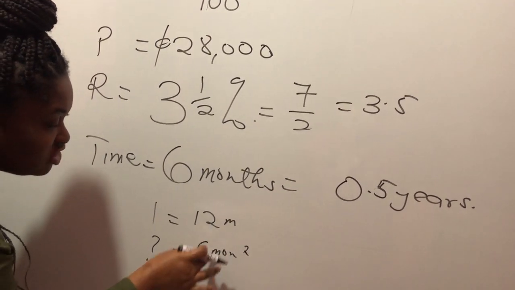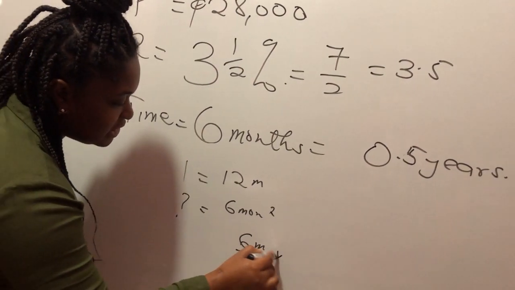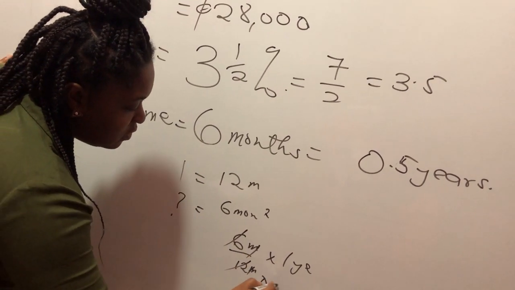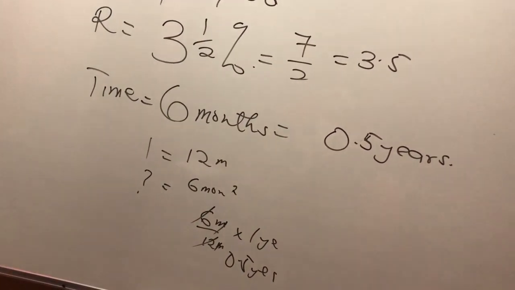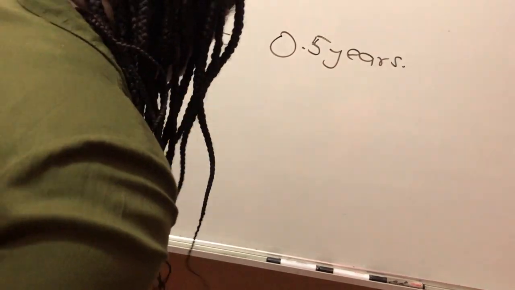All right, what are we finding here? We are finding less, so we divide. So you have 6 months over 12 months times the 1 year. Month will cancel month, and this one will give us 0.5 years. So those who don't know how I got the 0.5, that is it for you. Okay, now because of time, we have to do this quickly.